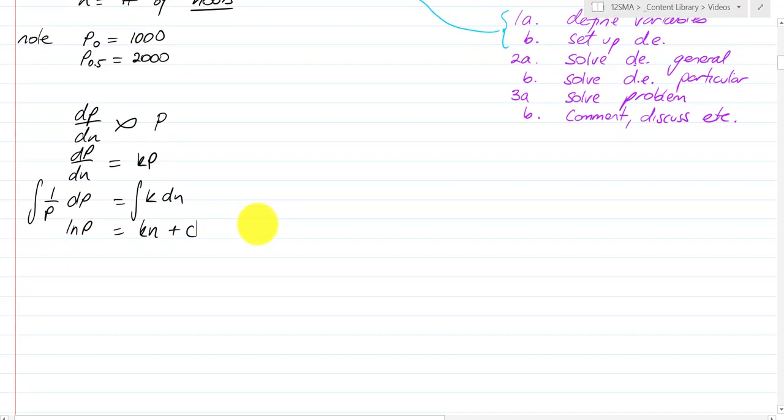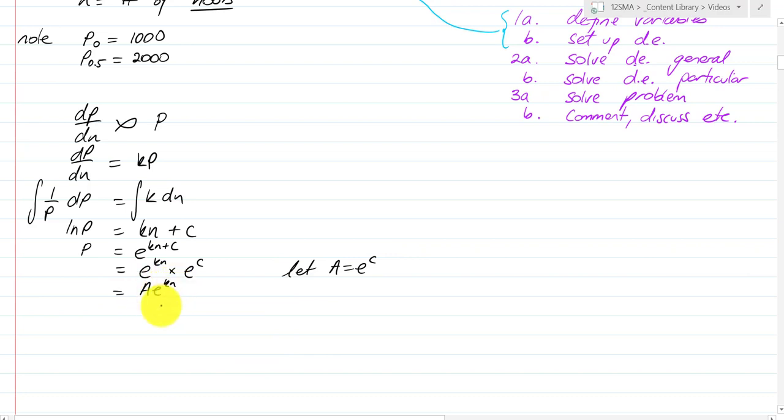Now I'm going to rearrange this because I really do want population in terms of time, and so P is equal to e to the power of kn plus c, and I'll do this once, but I won't do it every time, so you need to start seeing this pattern. But e to the power of kn plus c is equal to e to the power of kn times e to the power of c, and then we typically let A equal e to the power of c, and we get A e to the power of kn.